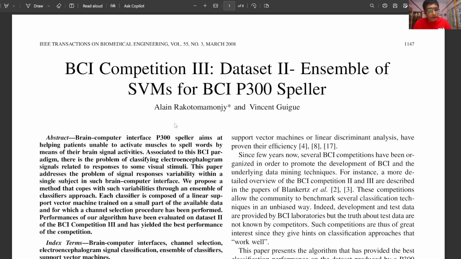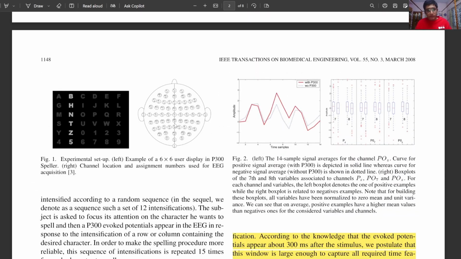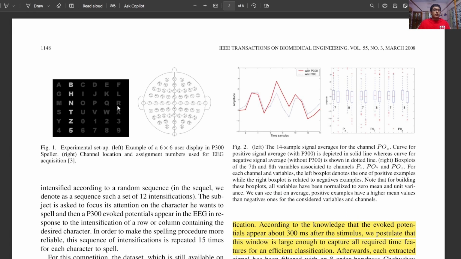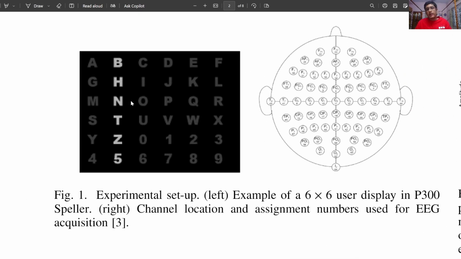So in this paper, basically this relates to a brain computer interface competition which took place in 2008. And the second dataset was about the P300 character speller. So basically, there are two subjects in the dataset who were shown this grid, and their EEG signals were collected at this point of time.